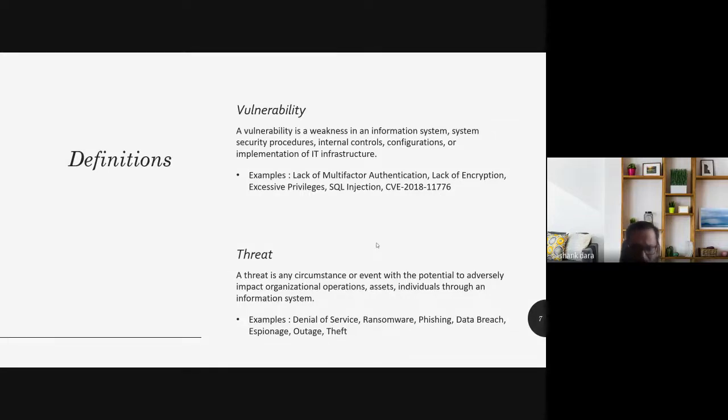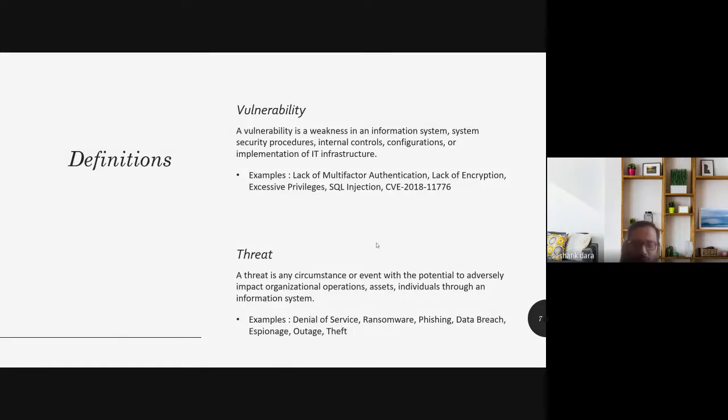Now, what is a threat? A threat is a circumstance or an event with potential to adversely impact organizational operations, assets, or individuals through an information system. Right? That is a threat. We are again talking in terms of cyber. Now, denial of service is a threat. For example, there is an e-commerce website and there's a $1 billion sale, and the threat to that $1 billion sale could be a denial of service attack.